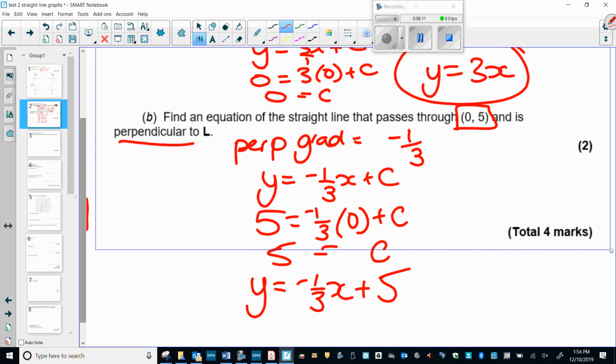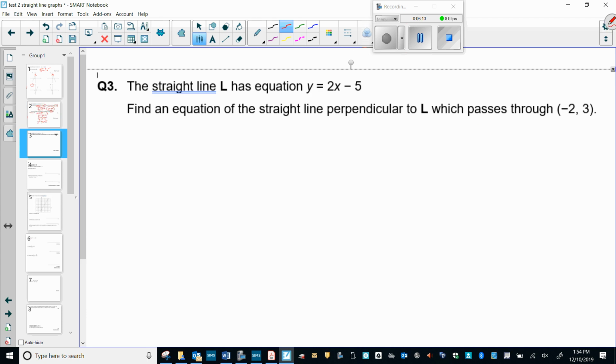Okay, so Danny, this one. My perpendicular gradient is negative 1/2. And I would do the equation y equals negative 1/2 times 2 negative 2. Not yet. Just go with the basic equation first. So it's negative 1/2 x plus c. Okay. Now substitute in the values.